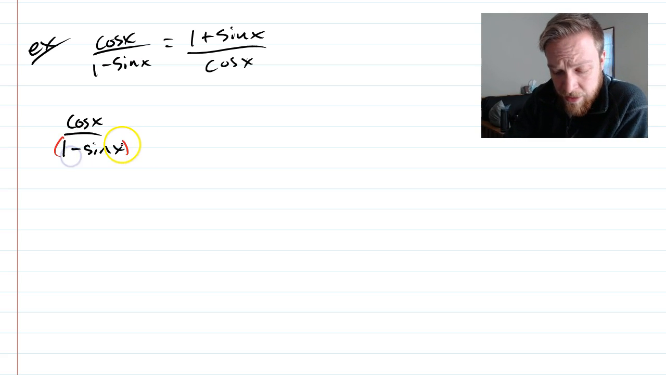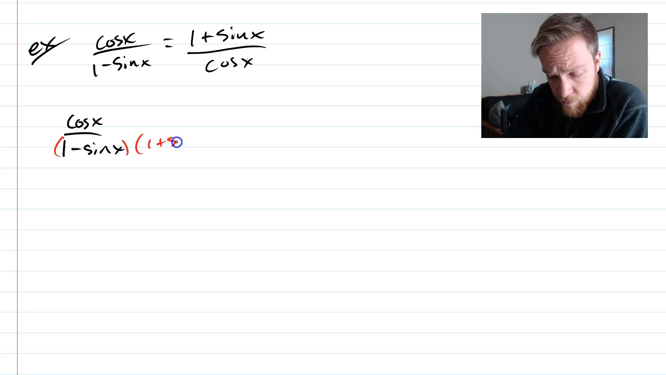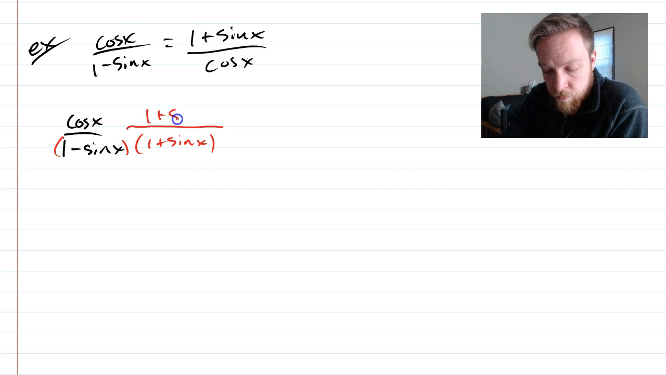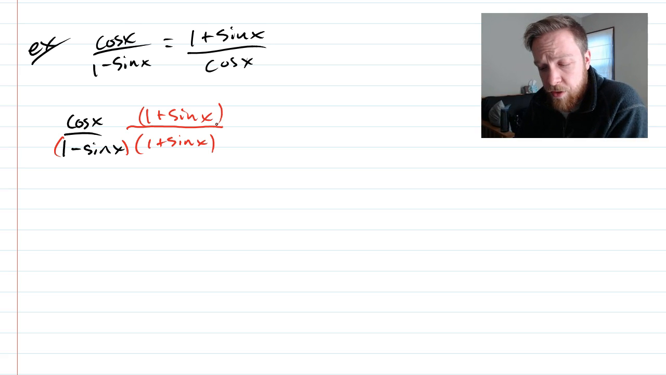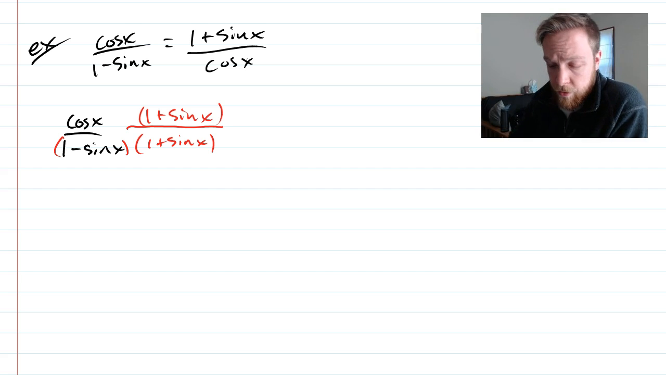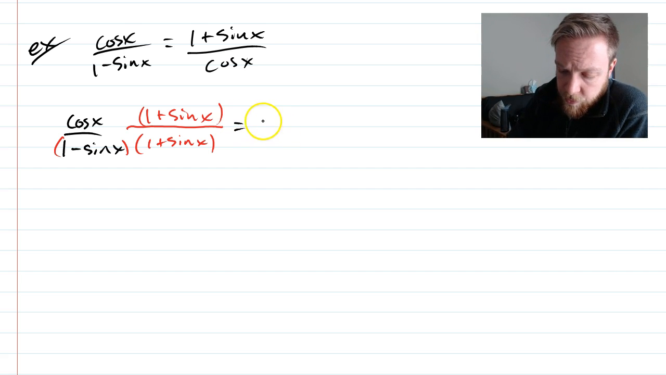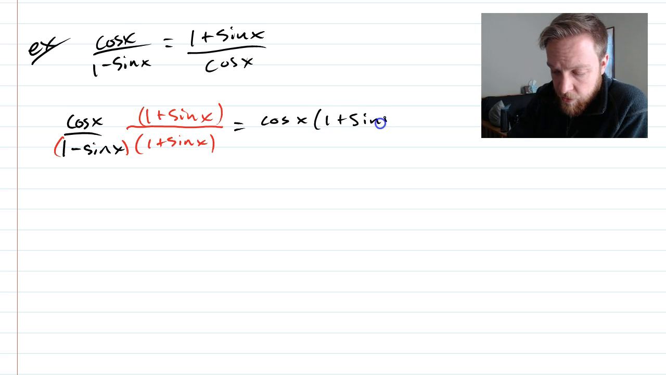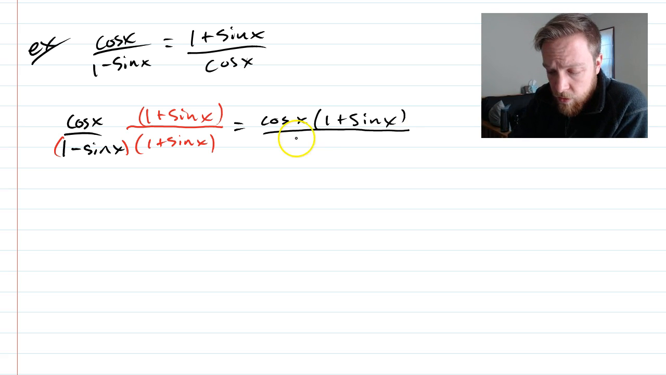Remember, this is legal because if you multiply by 1 plus sine of x on the bottom, it would be affecting the fraction. But if we do it to both the top and bottom, we're actually multiplying by 1. We're multiplying by a fraction with the same thing over itself. So we're not changing anything. We're changing the way it looks. All right, so for now I'm just going to write cosine of x times 1 plus the sine of x. And now downstairs we're going to have a difference of squares. We're going to have 1 minus sine squared.